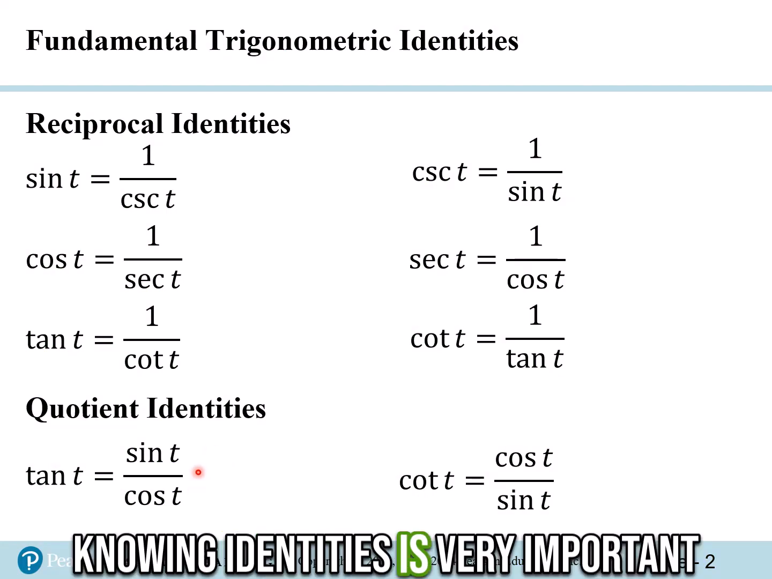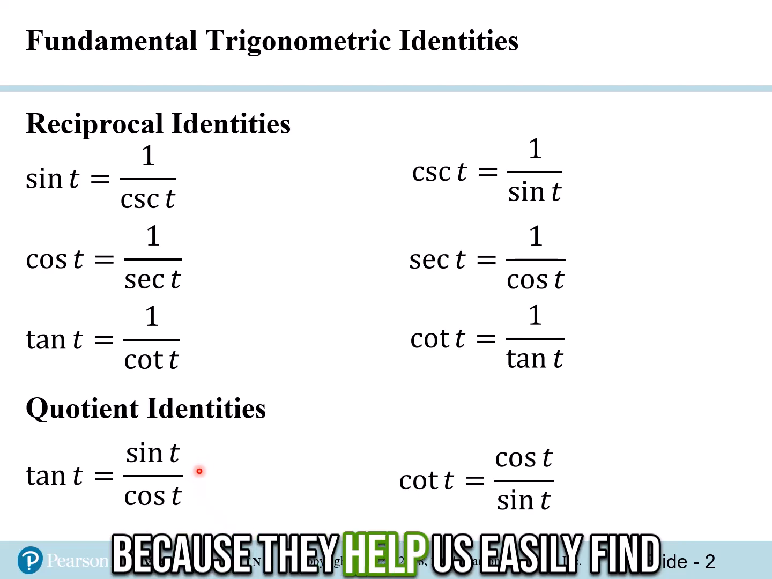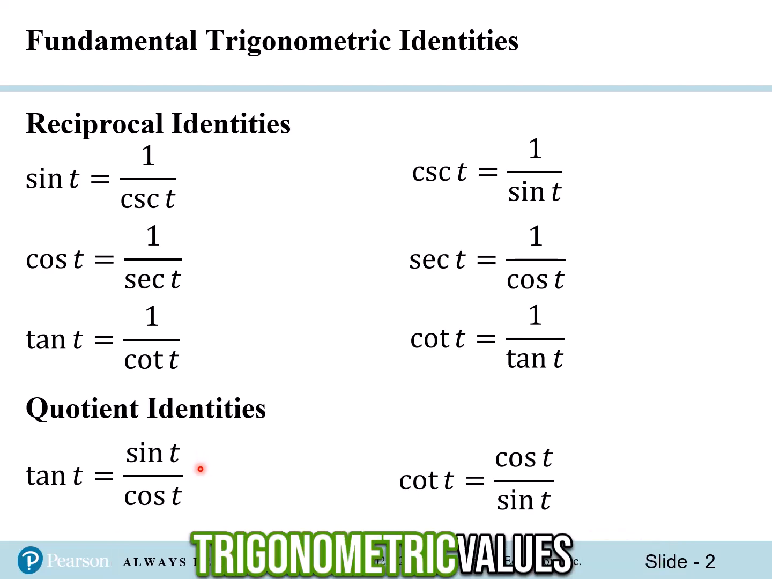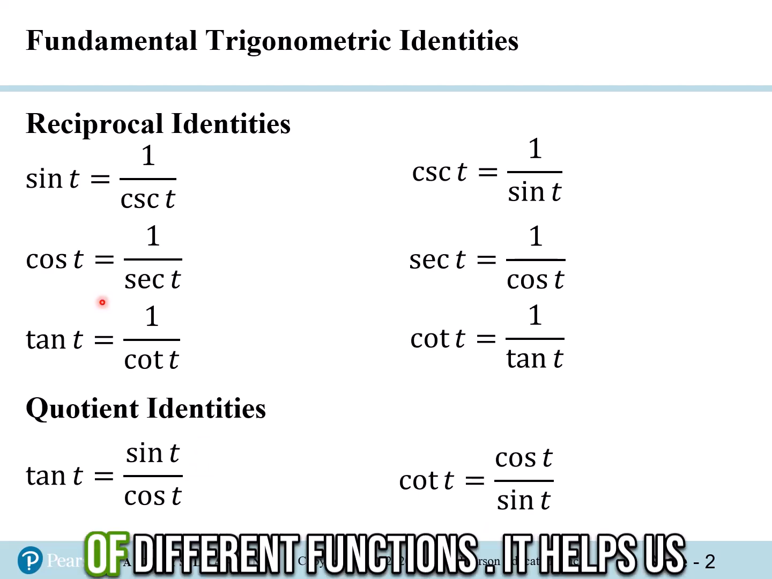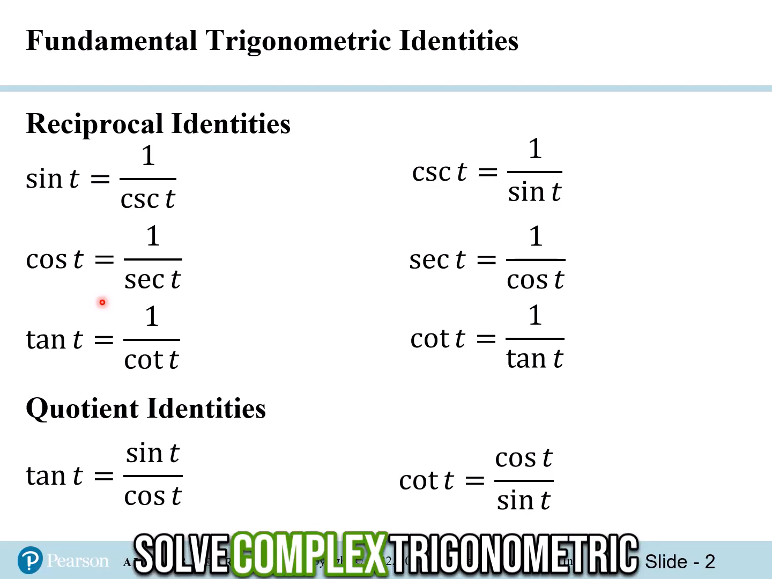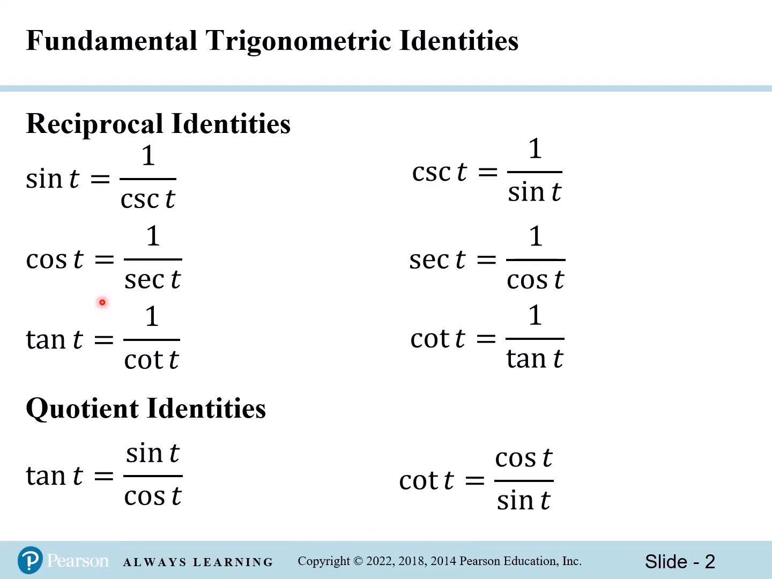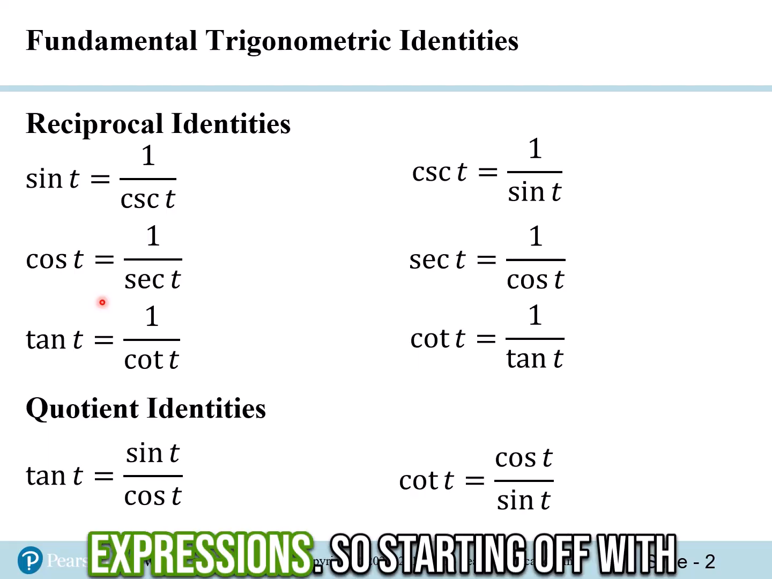Knowing identities is very important because they help us easily find trigonometric values of different functions. It helps us solve complex trigonometric equations or simplify complicated trigonometric expressions.